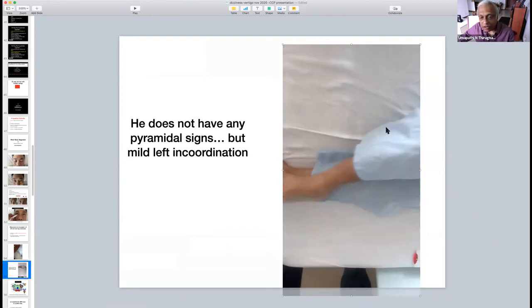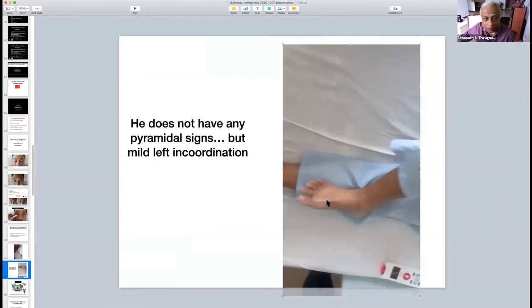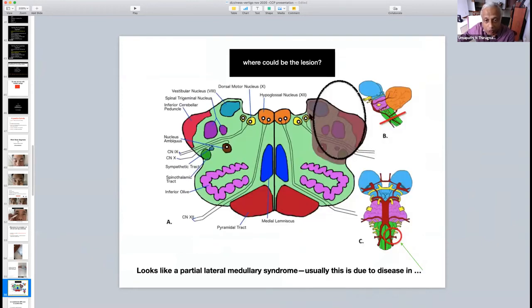So if you take the anatomy of the pyramid of the medulla now, okay, his vestibular nucleus is affected. Vestibular nucleus is affected. Therefore, he's got very prominent nystagmus, and this nystagmus is mimicking peripheral nystagmus because the nucleus of the eighth nerve itself is affected.